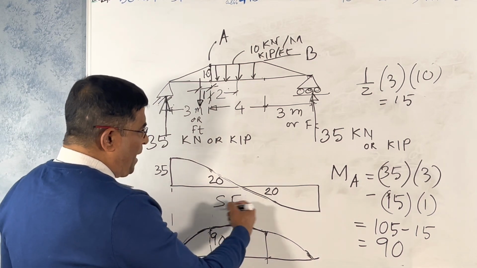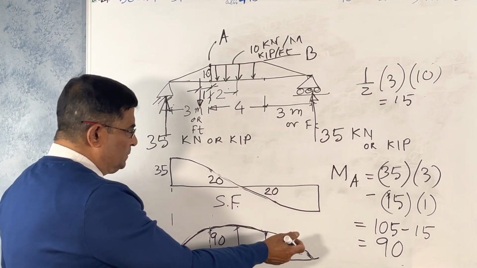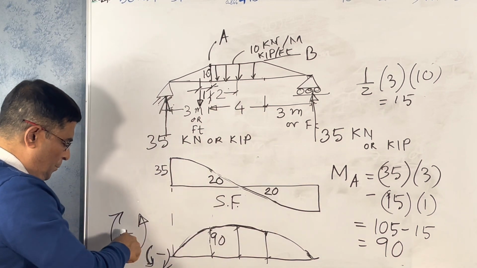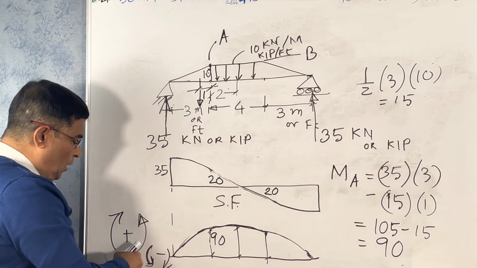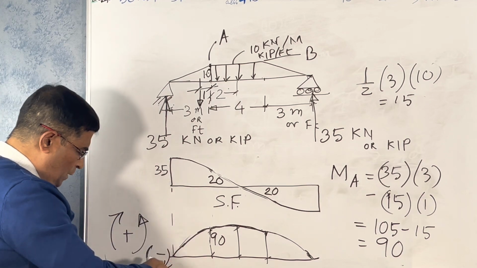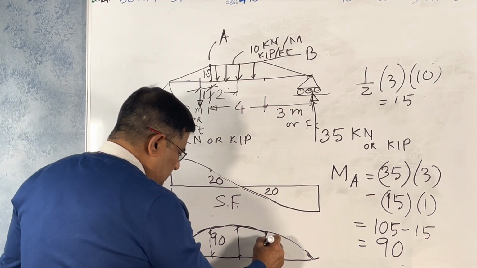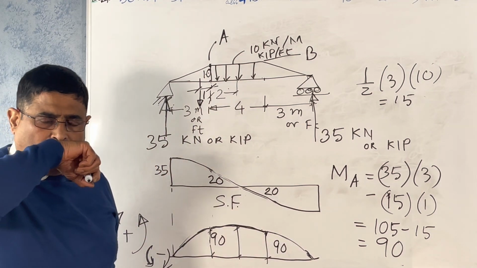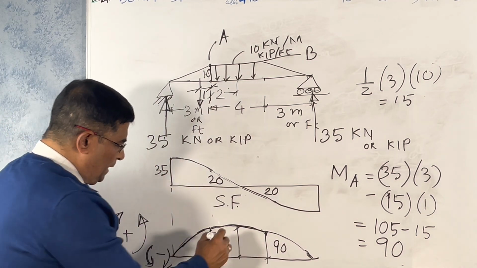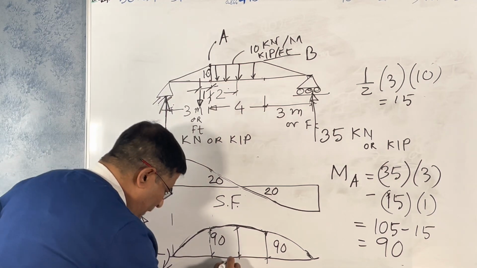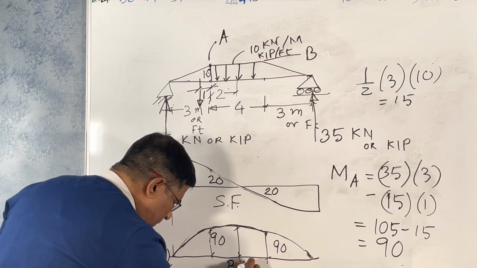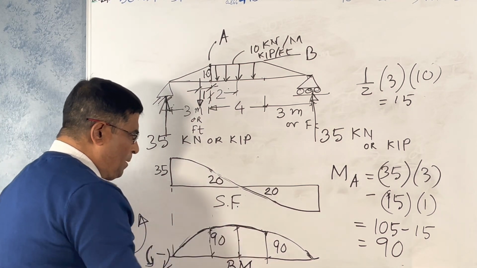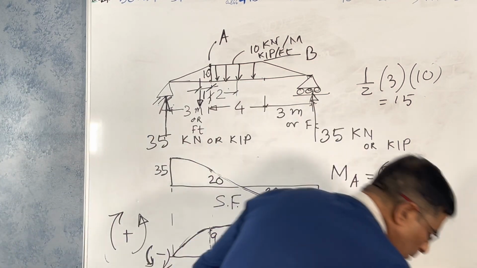Similarly, if you consider from the right, same way. Clockwise is negative, anti-clockwise is positive. So it is the same value, 90. This is the bending moment diagram. Remember that. Now what is the maximum moment there? Let us calculate.